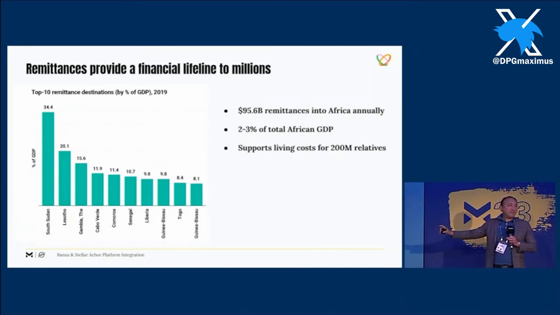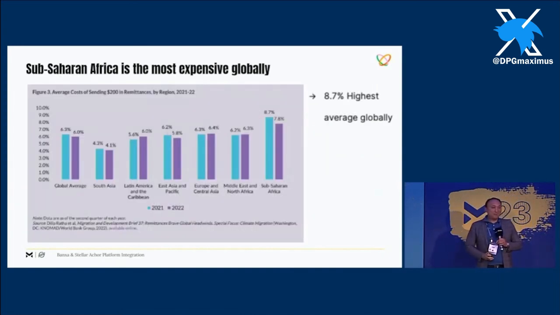Now, across all of Africa, it's around 2 to 3%, but the money being sent from around the world into Africa is impacting over 200 million people. So there's a tremendous opportunity, a lot of money impacting a lot of people, and it's a big part of the GDP. Now, here's a big part of the problem. It's also the most expensive corridor in the world. On average, it's costing about 8.7%.